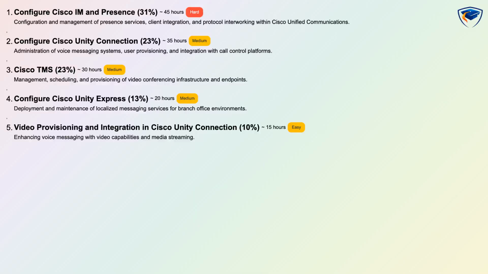The CAPPS exam is divided into 5 domains with clear weights. Configure Cisco IM and Presence is 31%. Configure Cisco Unity Connection is 23%. Cisco TMS is 23%. Configure Cisco Unity Express is 13%. And Video Provisioning and Integration in Cisco Unity Connection is 10%. Together these domains test configuration, administration, provisioning, and integration skills across voice, presence, messaging, and video. The exam blends hands-on skills with conceptual knowledge, so balance lab practice and theory study.